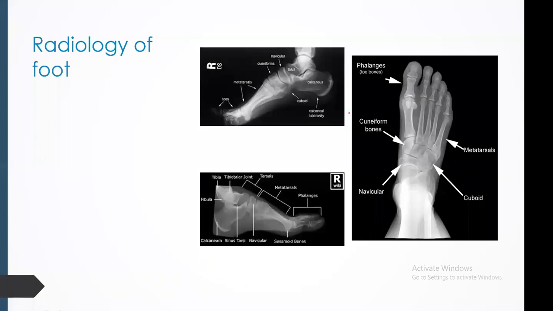Here are some X-rays of the foot. Normal X-rays. You can find all the bones. This is the navicular, talus, calcaneus, and these two are the sesamoid bones, small round ones.